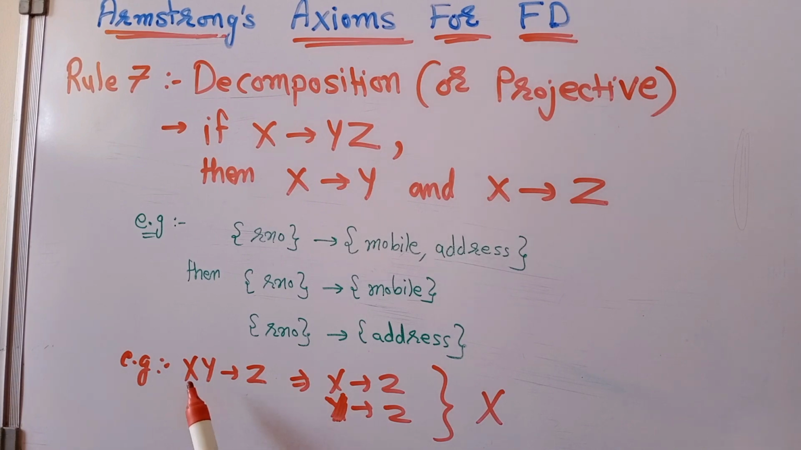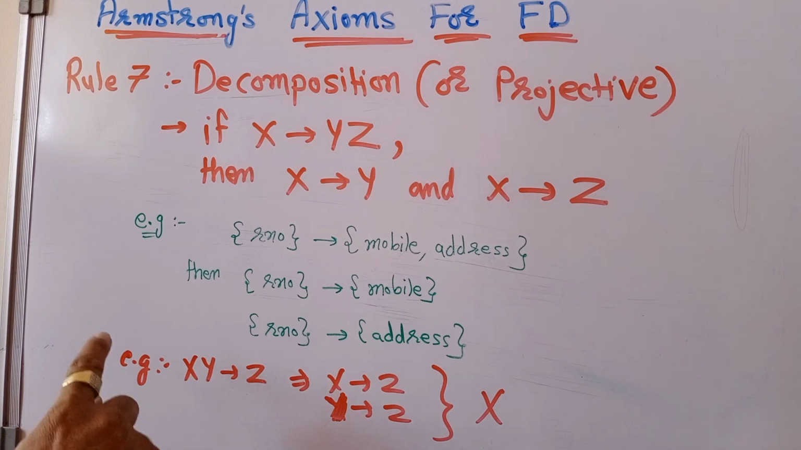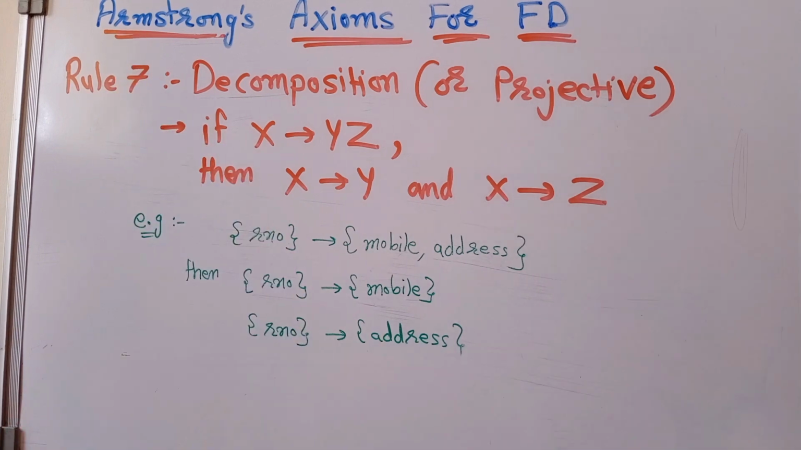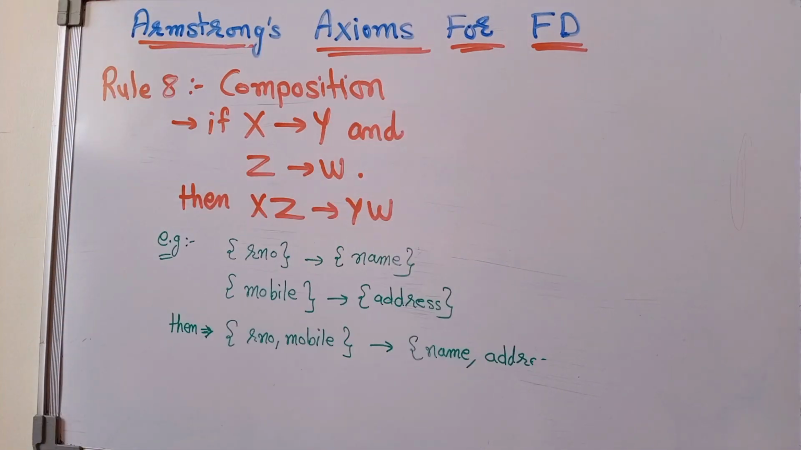Example, max 1 and max 2 together defines total marks. Then only max 1 cannot give total marks. Same way, only max 2 cannot give total marks. Remember this. This is not part of your rule. So our rule number 7 is up to this.